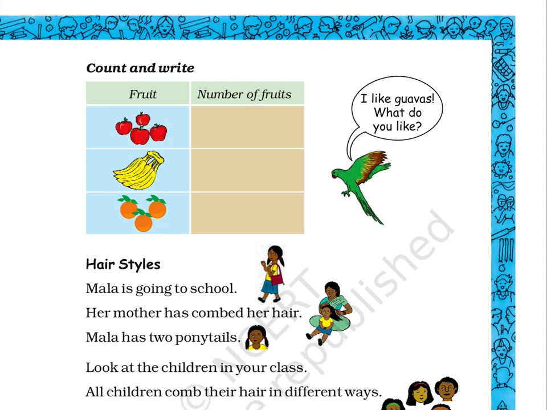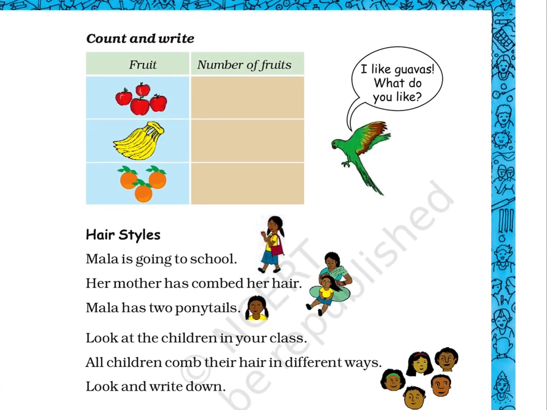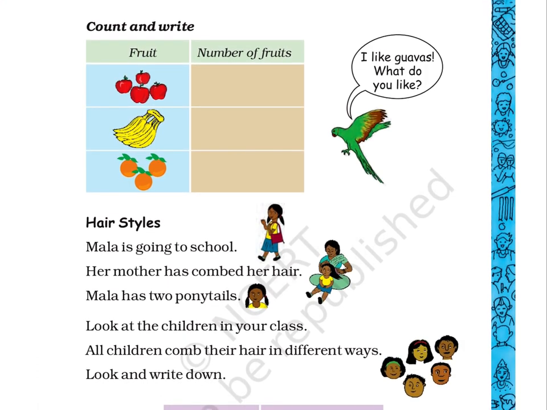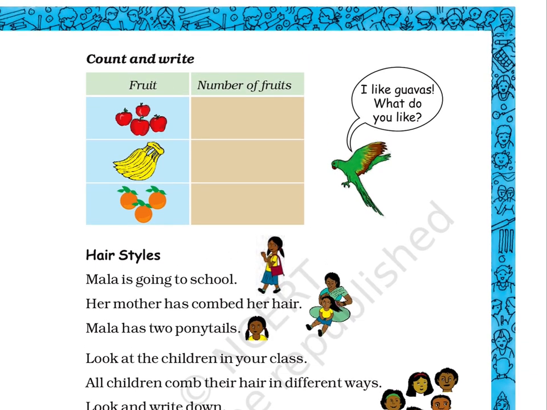Row 2. Column 1 has picture of 5 bananas. Column 2 has empty space for writing number of fruits. Row 3. Column 1 has picture of 3 oranges. Column 2 has empty space for writing number of fruits. On the right side there is a picture of a parrot who is saying, I like guavas. What do you like?